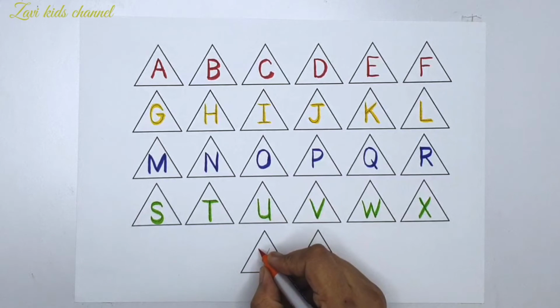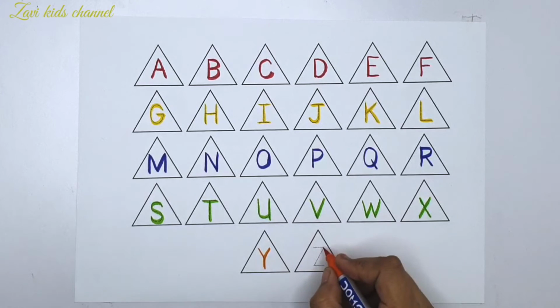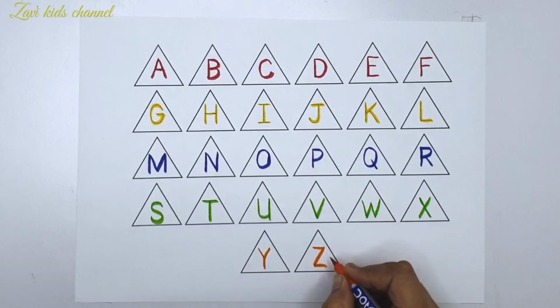Orange color. Y. Y for yak. Z. Z for zebra.